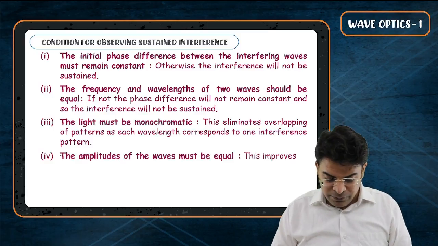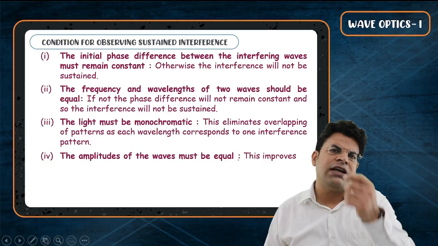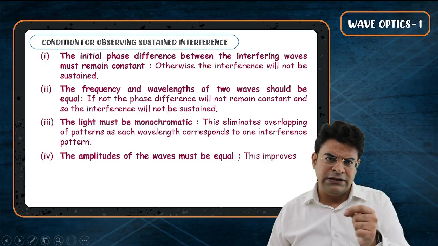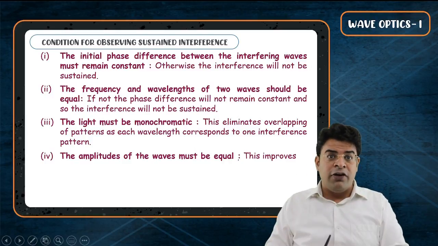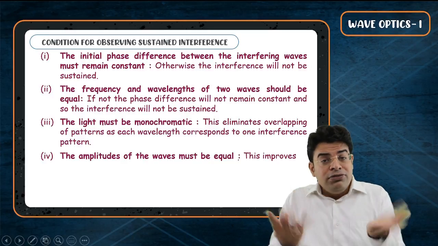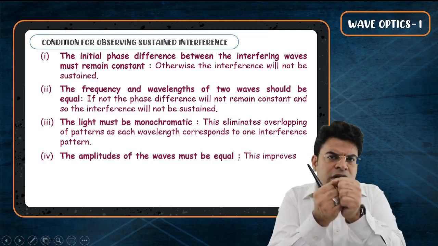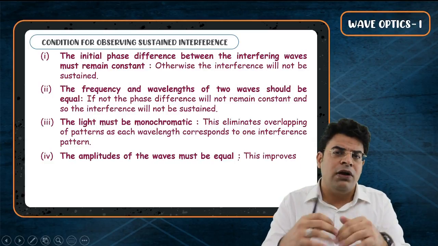The next point, the amplitude of the waves must be equal. Sir, why are you saying that the amplitude of the waves must be equal? The beauty of interference is not that light plus light is more light. The beauty of interference is that light plus light becomes darkness. And for two waves to completely cancel each other, they should have equal amplitude. When I say equal amplitude, I mean equal intensity.